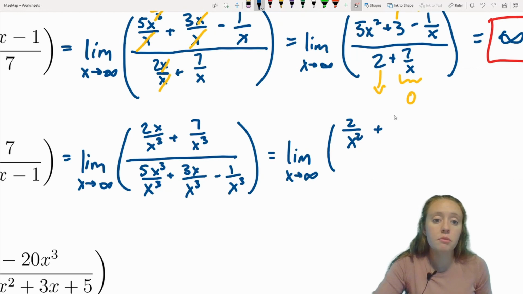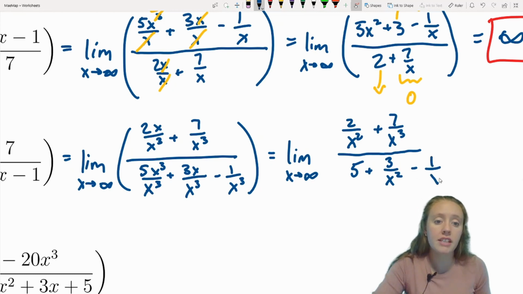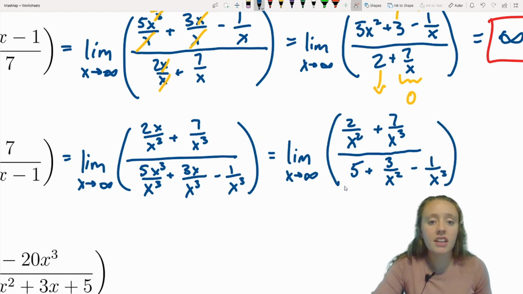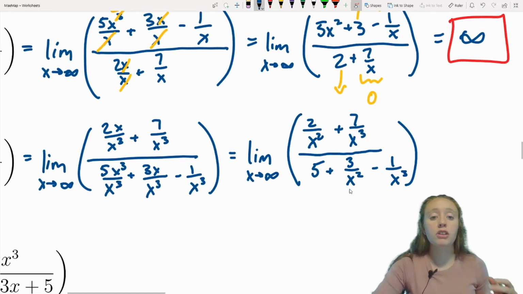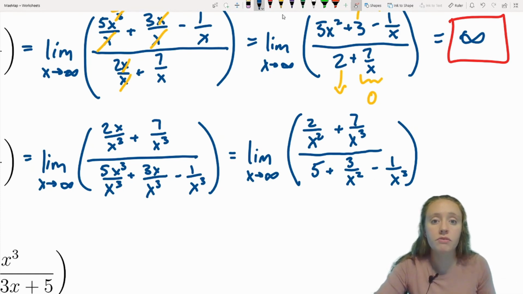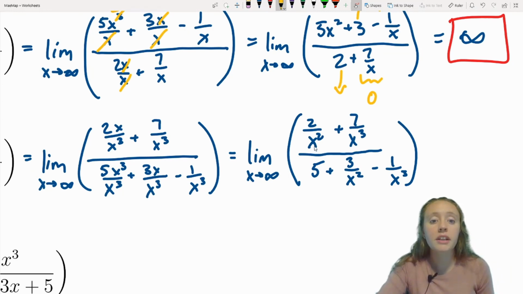My 7 over x cubed remains the same. And in my denominator, I'll have 5x cubed over x cubed goes to 5. 3x over x cubed goes to 3 over x squared. And then negative 1 over x cubed will remain the same. So think about taking the limit as x approaches infinity. Well, if I have a constant over a denominator that continues to get larger, that overall fraction is going to get smaller. So 2 over x squared is going towards 0.